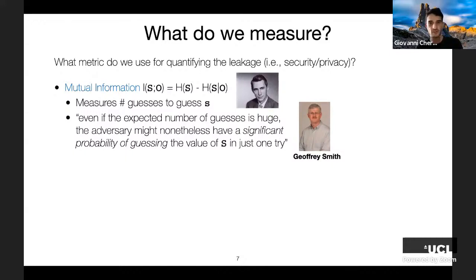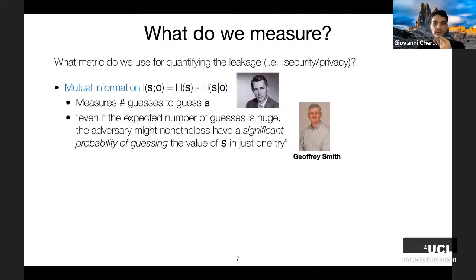Well, as it turns out, mutual information and Shannon entropy in general are actually discouraged for the purpose of security or privacy, and this was an observation made by Geoffrey Smith. I believe this is one of those results which are super important, but perhaps not very mainstream yet in the community. He showed that if we were to measure leakage using mutual information, even if mutual information indicated that the channel was super secure, the attacker could still have a very significant probability of guessing correctly the secret given the output.